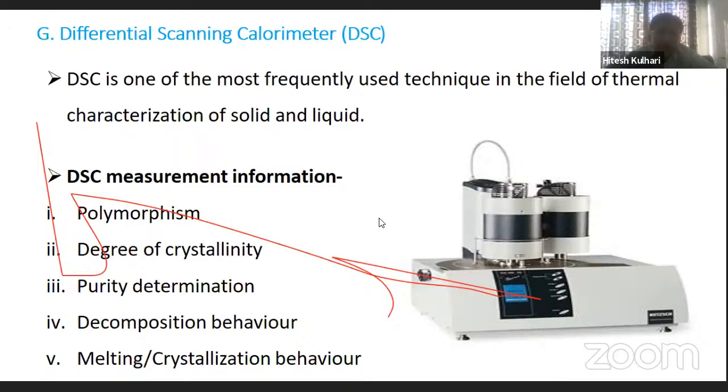So DSC, similarly to how we run the DSC spectra for a simple material, we can do the DSC spectra for nanoparticles also. It will give us information about polymorphism, how much crystallinity is present, and we can determine the sample's purity. We can determine the decomposition behavior, at which temperature the nanoparticle will degrade, and what their melting or crystallization behavior is. So we can do thermal characterization using differential scanning calorimetry.